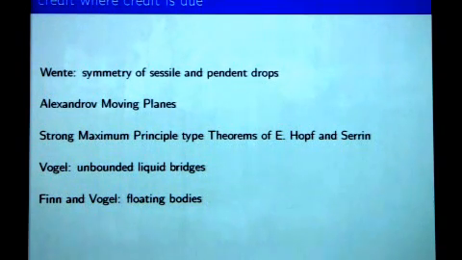And I saw a talk that Bob Finn gave at Kansas State when he was looking at what you do if you rest a little solid object, like a little floating body. Okay? And he was worried about existence problems, but for whatever reason, one of his proofs was very useful to me. And his work is with Tom Vogel, and then Tom Vogel is the one who studied these unbounded liquid bridges.